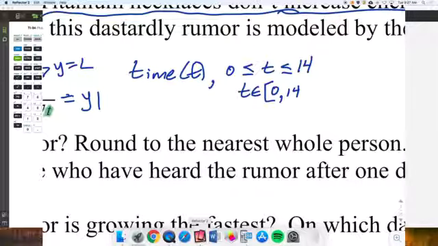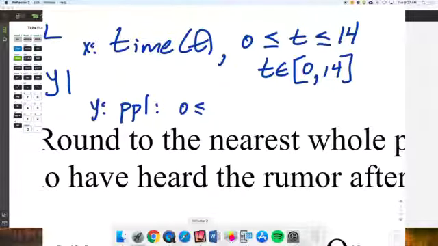Let's try 14 days. So I'm going to set my t min or x min to 0, my x max to 14. What are we measuring on the y-axis? People who have heard the rumor. What is a good lower bound for people? How about 0? And what would be a good upper bound? Yeah, 2,000. Now, I would recommend something slightly above 2,000, because your calculator uses the very top portion of your calculator to write numbers. So if you go to 2,500 or 3,000, you should be good. All right, so that's going to be our y min, y max.